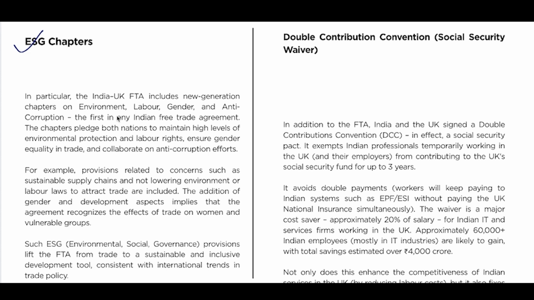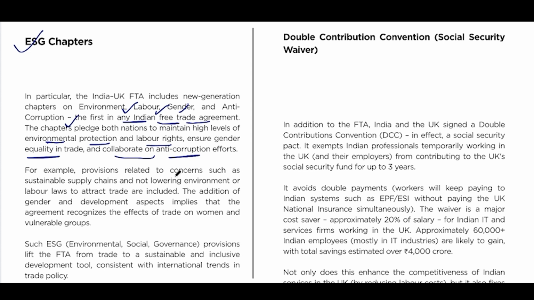These are new generation chapters on environment, labor, gender and anti-corruption. The first in an Indian free trade agreement. So India has signed a lot of free trade agreements, but never was a chapter included on these matters that are related to justice. The chapters pledge both nations to maintain a high level of environmental protection and protection of labor rights, ensuring gender equality in trade and collaborating on anti-corruption efforts.